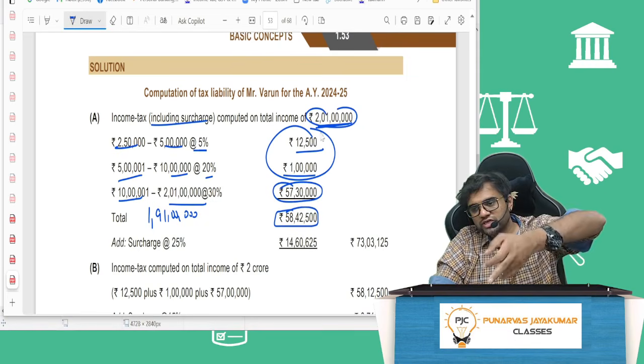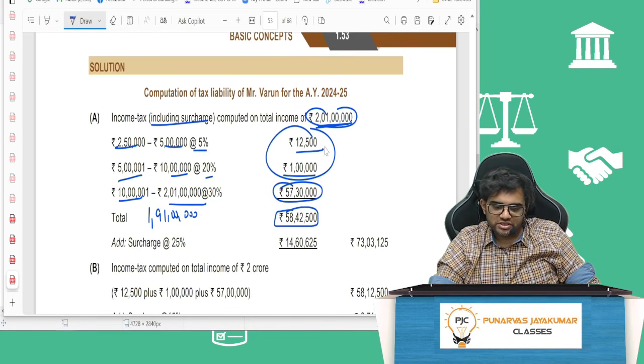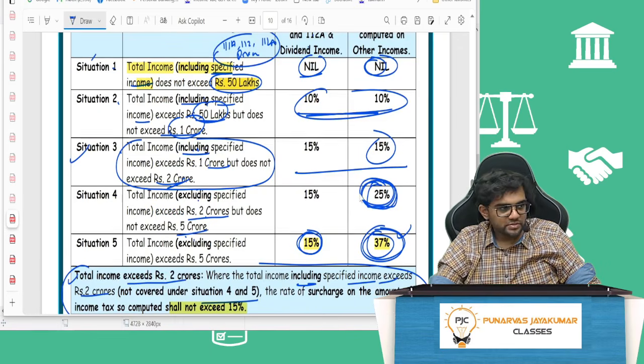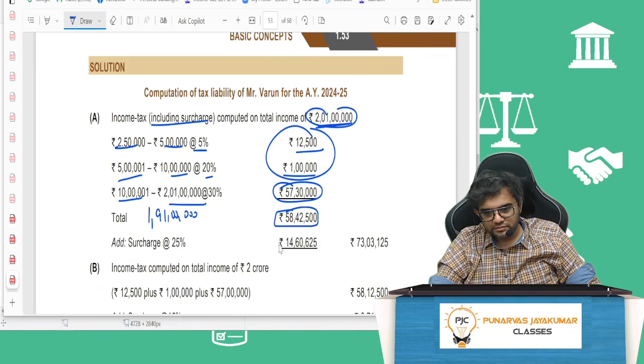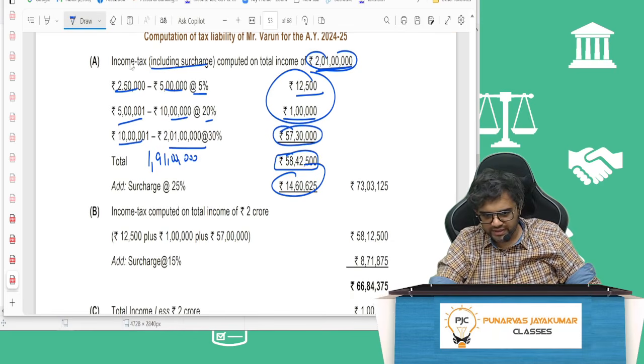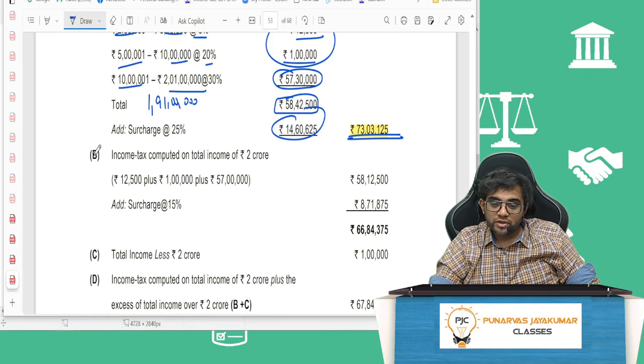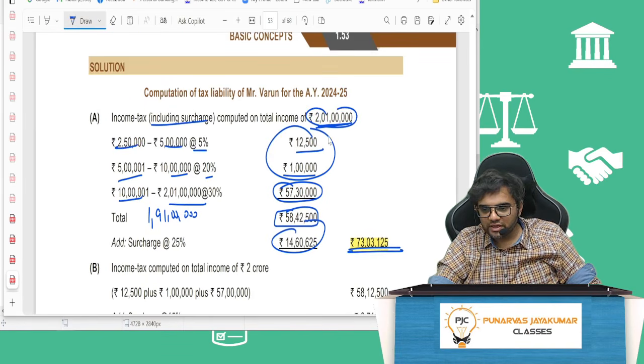Since you have crossed 2 crore, what will be your surcharge? 25%, as we have seen in the chart. So you will get 73 lakh 3,125. This is if I am earning 2 crore 1 lakh. For 2 crore 1 lakh, this much I am paying.